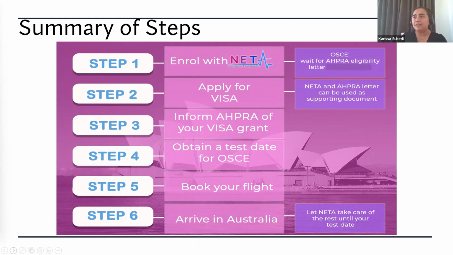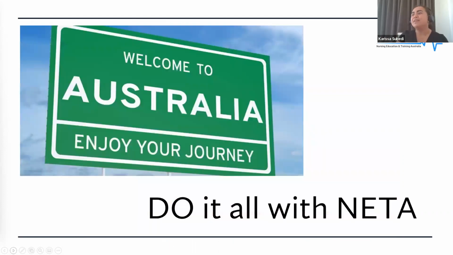Once your visa is granted, you will then inform APRA of your visa grant. And once you've got your visa grant, you can then get your OSCE test date. That's your step 4. Once you've got your OSCE test date, there's no going back. You just have to book straight away. Book your flight and you arrive in Australia. We will take care of you from the time that you reach the airport up to the time that you go back to the airport. So there is a package for you to be able to do it all with NETA. So we want to welcome you this year in Australia. So we want you to get that goal ticked off.